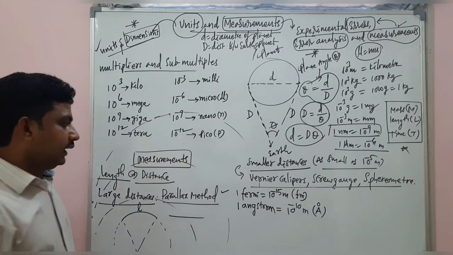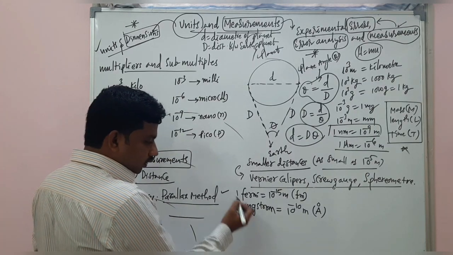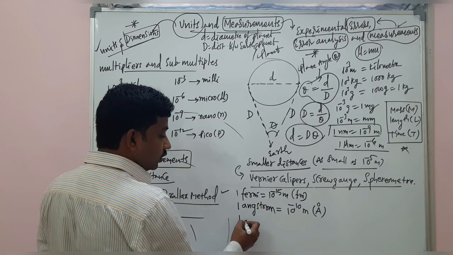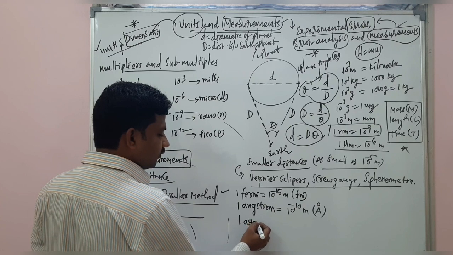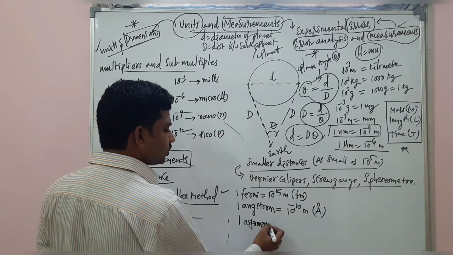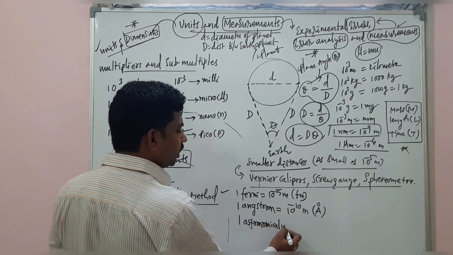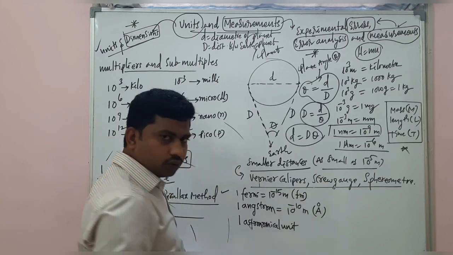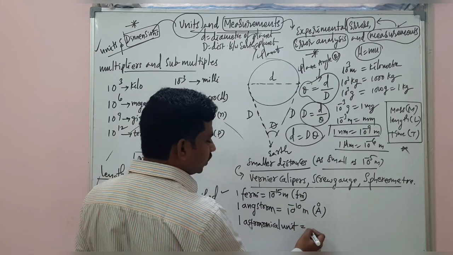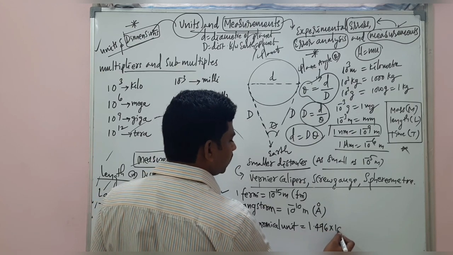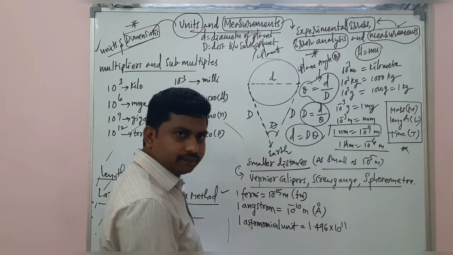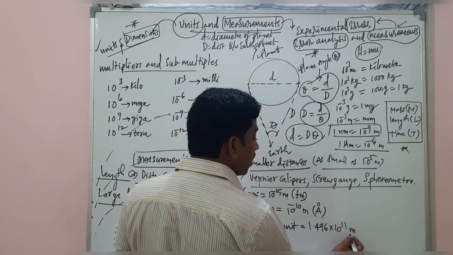Alright. Now, look here, astronomical unit. 1 astronomical unit will be equal to 1.496 into 10 raised to 11 meter. See how big it is.